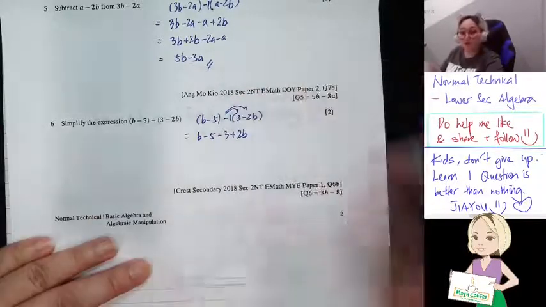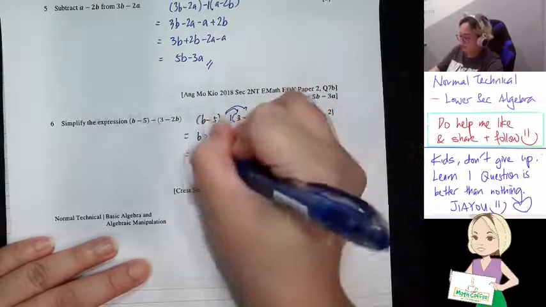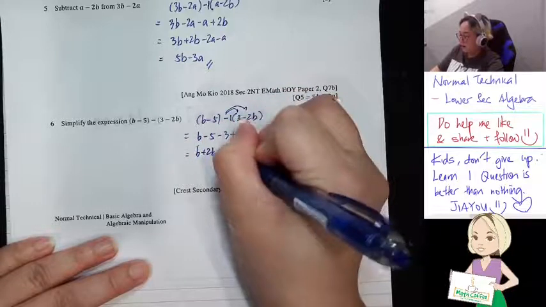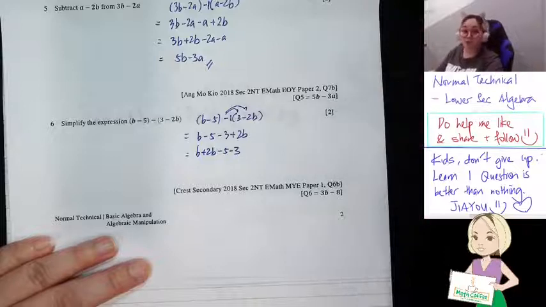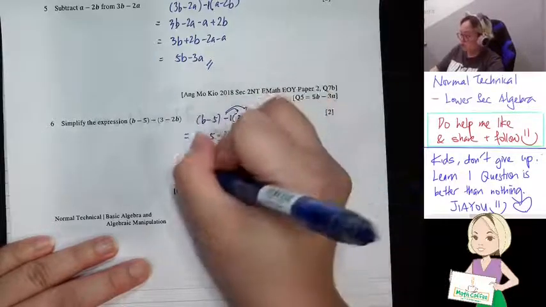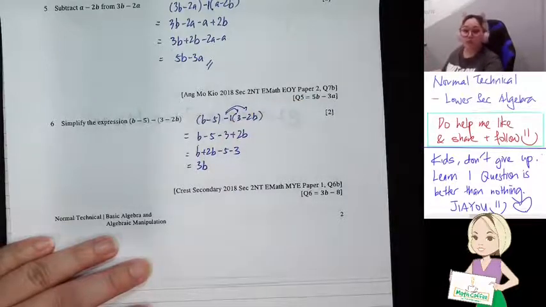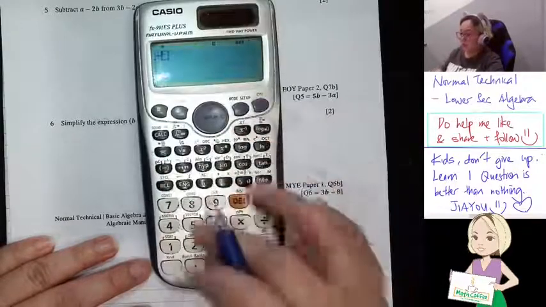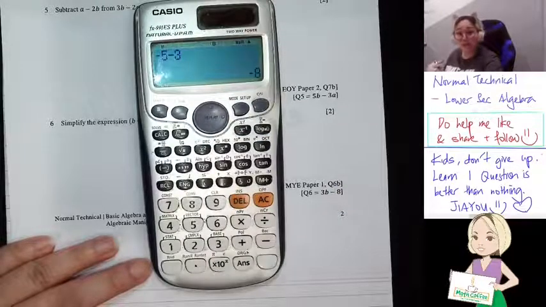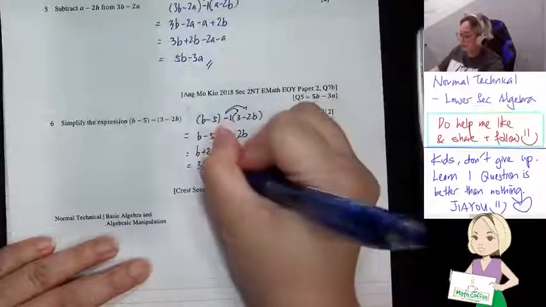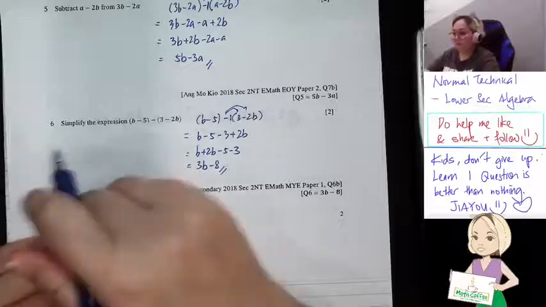Next, group the like terms together. So you have b plus 2b, and the numbers minus 5 and minus 3. So b plus 2b is 1 plus 2, so you get 3, and of course put back your b. Minus 5 minus 3, when you press the calculator, it's like I'm at basement 5, going down another 3 levels, so you're at basement 8. So it is minus 8, and that's your final answer.